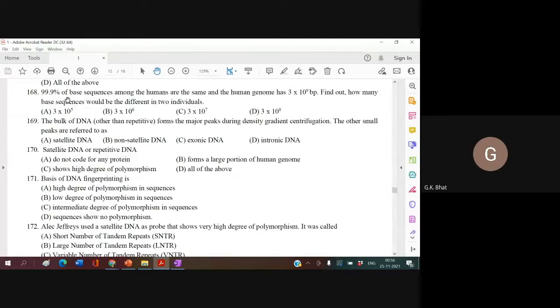I said this is okay. 169 over, bulk of DNA. Scattered DNA, this one, scattered DNA or repeated DNA. Answer is 170. D, all of the above. Correct.